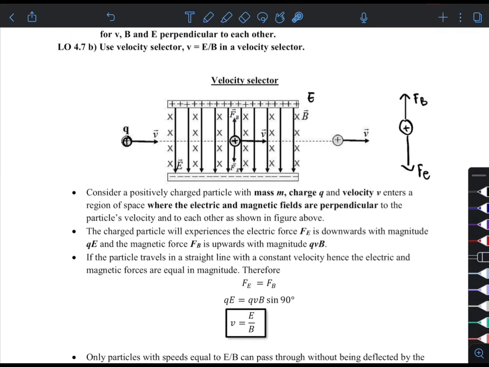Okay. If the particle travels in a straight line with a constant velocity v, hence the electric and magnetic force are equal in magnitude. So, apa yang akan jadi dekat sini adalah your charge here is going to move in a straight line. Okay, dia tidak akan deviate ke atas ataupun ke bawah disebabkan oleh the magnetic force and the electric force adalah equal. FB is equal to FE.